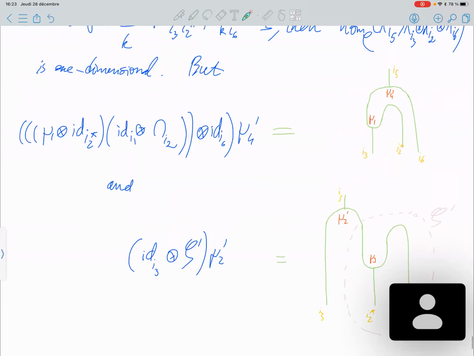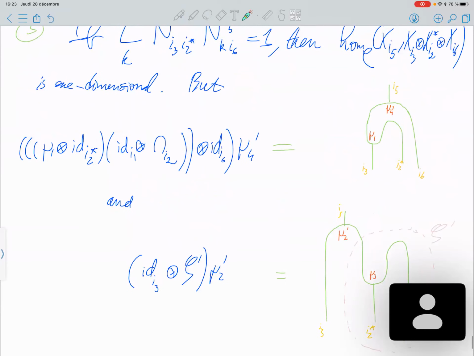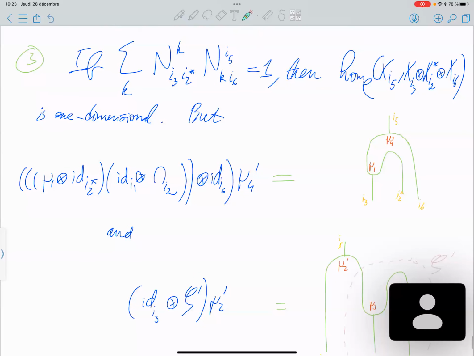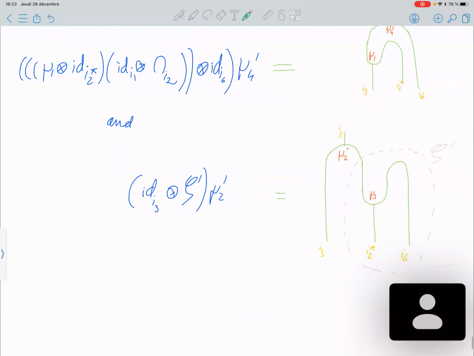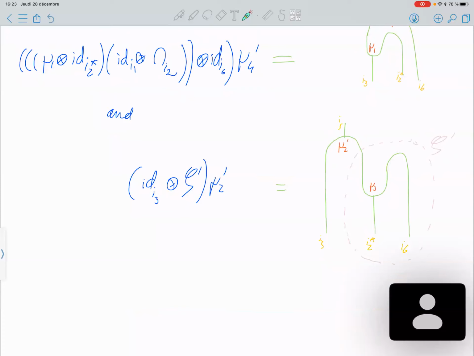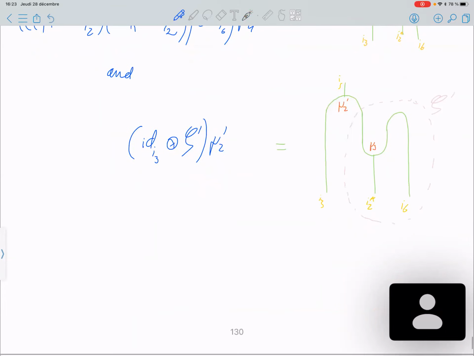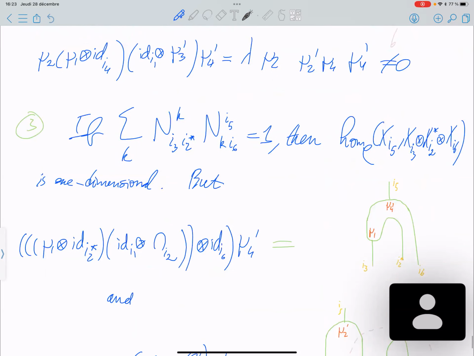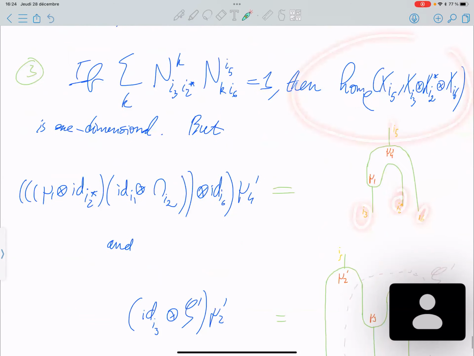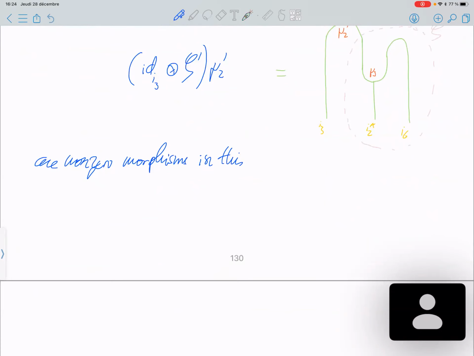So these two pictures, for the same reason as before, involving some non-zero entry in some vectorial representation of the morphism, these two morphisms are non-zero. So they are non-zero morphisms in this Hom space, I5 to I3, I2 star, I6. Are non-zero morphisms in this one-dimensional Hom space. Okay.